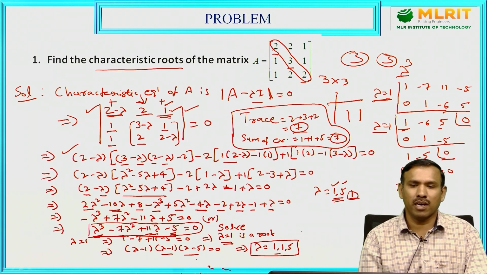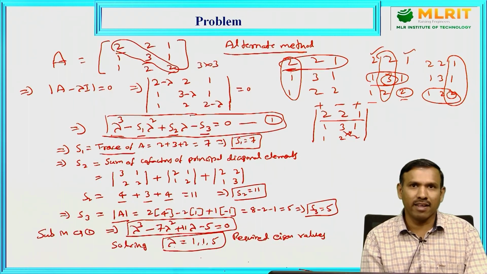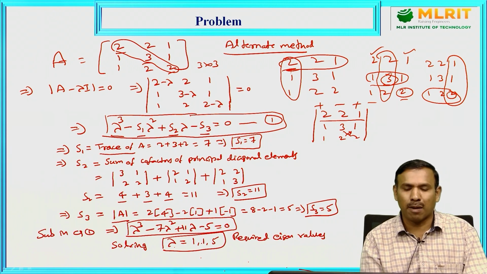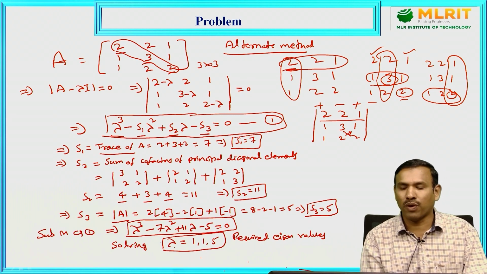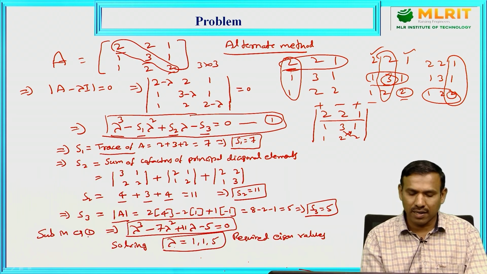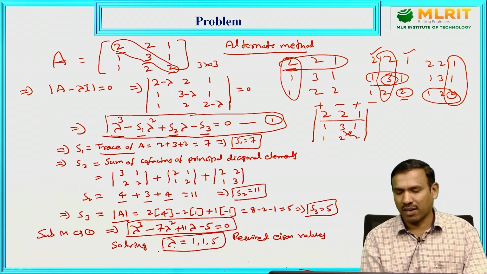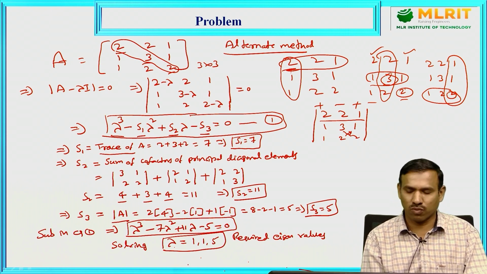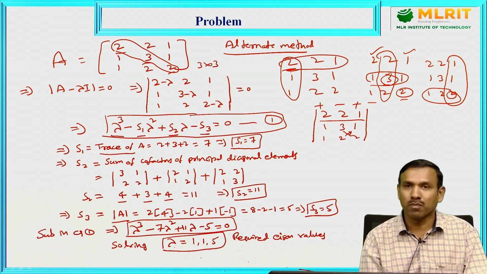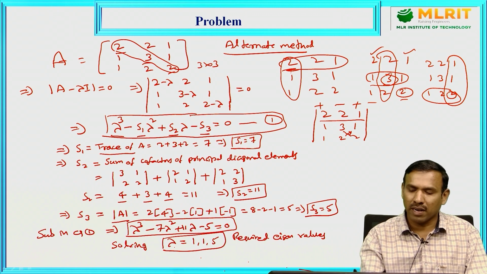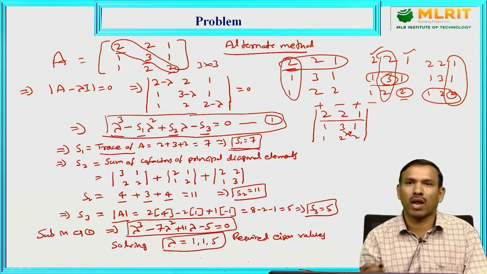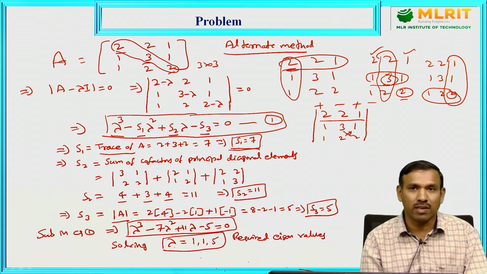The first method is expanding, and the second method is the shortcut formula: lambda cube minus S1 lambda square plus S2 lambda minus S3, where S1 is the trace of the matrix, S2 is the sum of the cofactors of the principal diagonal elements, and S3 is the determinant of the matrix. Solving, we get the roots. Check also: the sum of the eigenvalues is 5 plus 1 plus 1, 7, and the trace of the matrix is also 7. Your eigenvalues are correct, that is the verification.